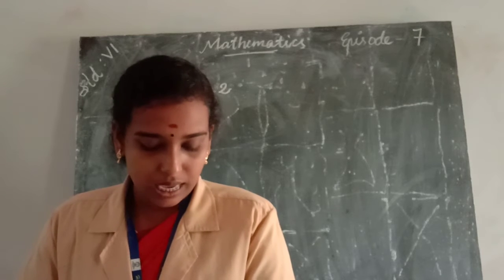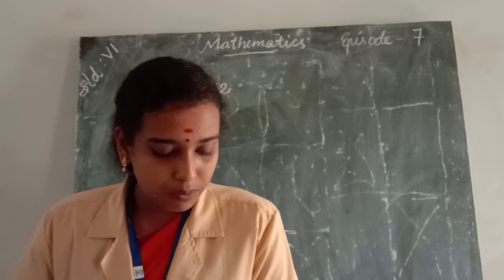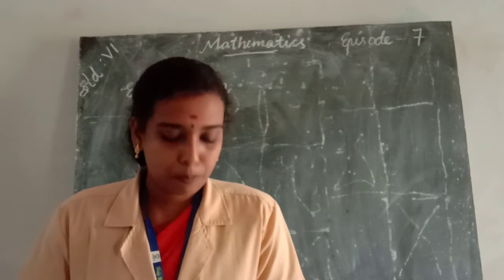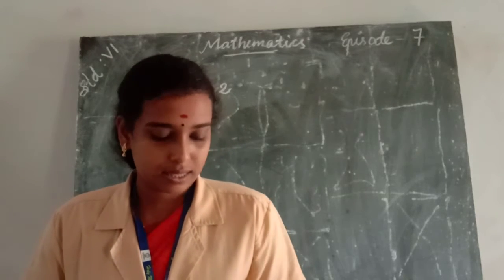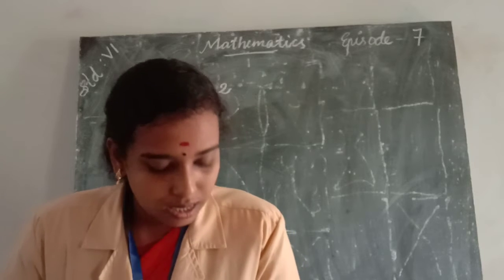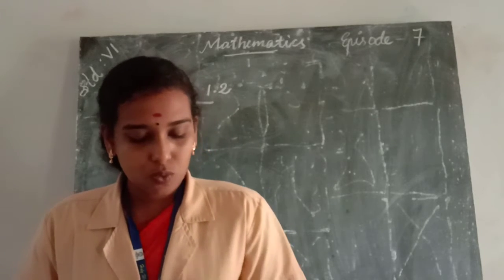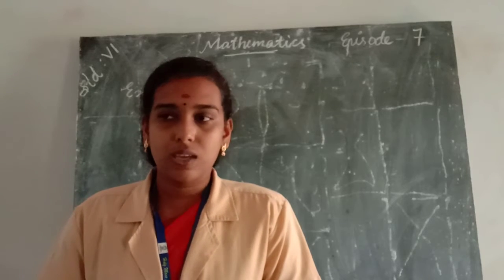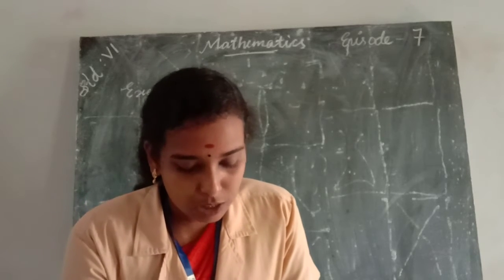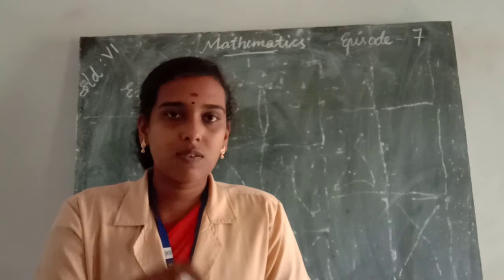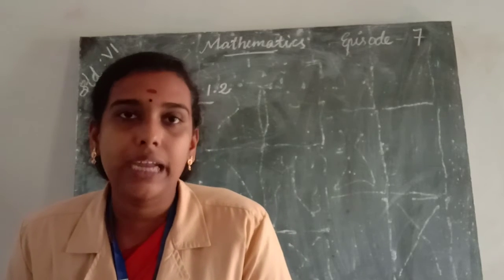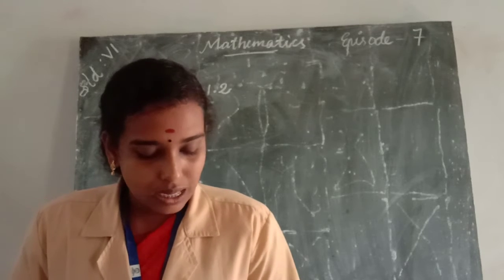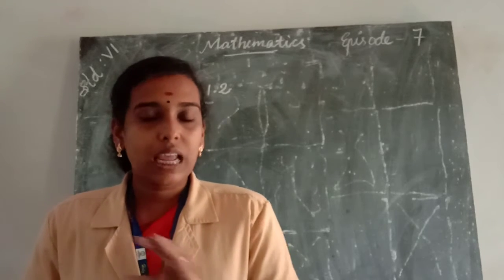875 meter. Every day she walks both ways. Find the total distance covered by her in 6 days. Here the question is, the distance between the school and a student's house is 1 kilometer 875 meter. And the student walks both ways every day.